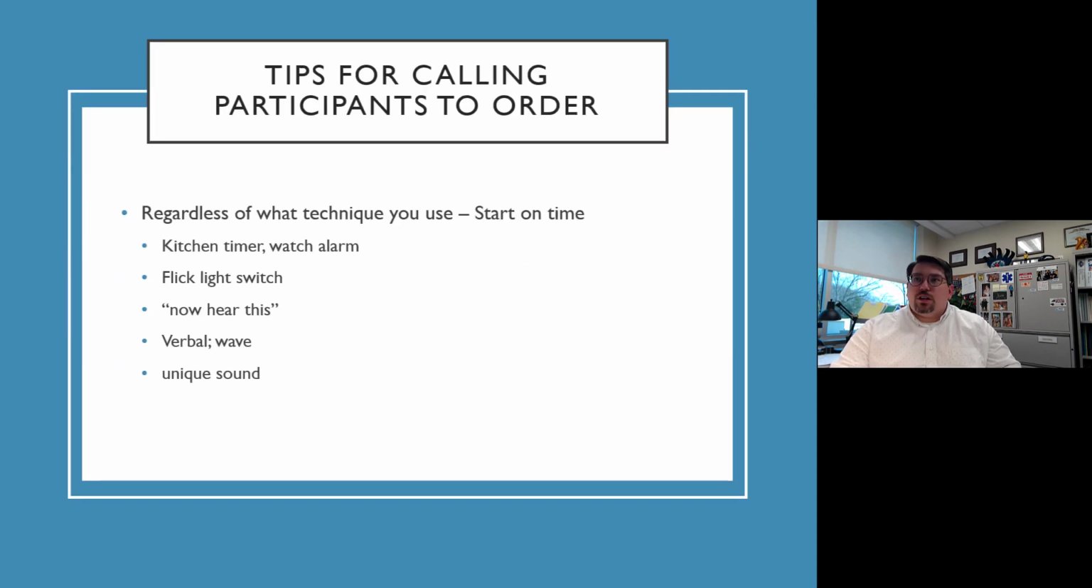Now, there's also some tips for calling participants to order. Regardless of what technique you're going to use, start on time, right? If you're not early or late when it comes to being a teacher, typically you should be there an hour before your class starts to be prepared. Things that you can use: kitchen timers. There are a ton of different timer apps out there now. There are computer-based, internet-based timers, right? You can flick the light switch. You can make certain statements. You can have everybody do a verbal wave, and everybody sees what it is, a unique buzzer or sound. It doesn't matter what it is. But when you need to start an order, make sure you do that.